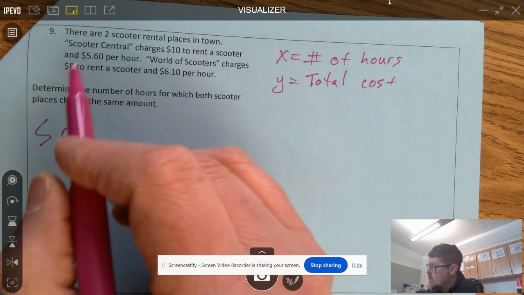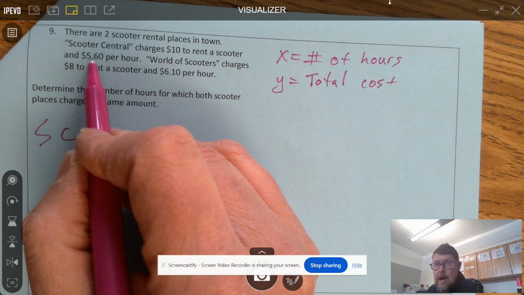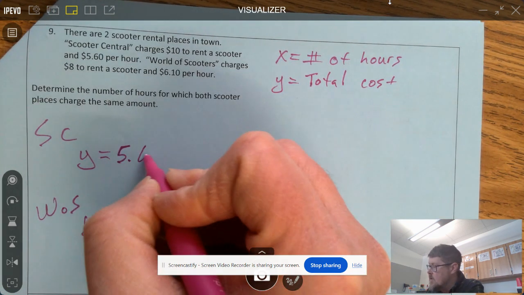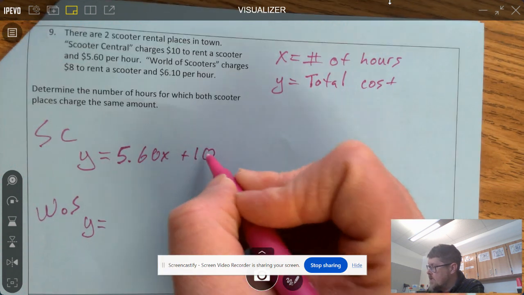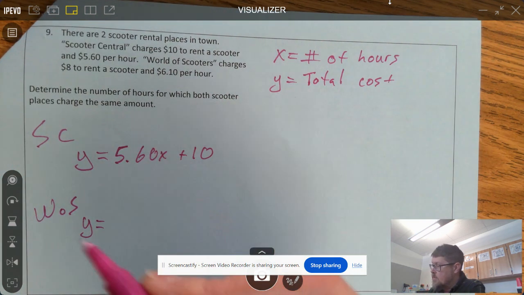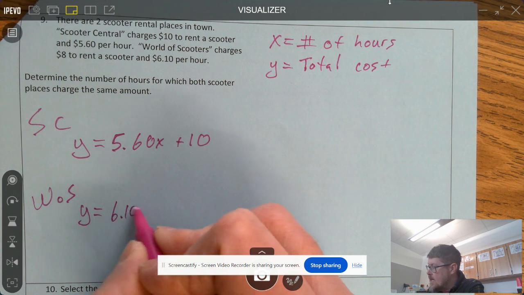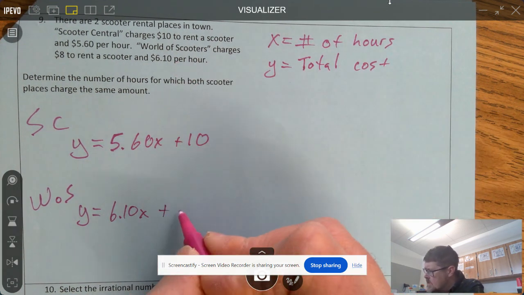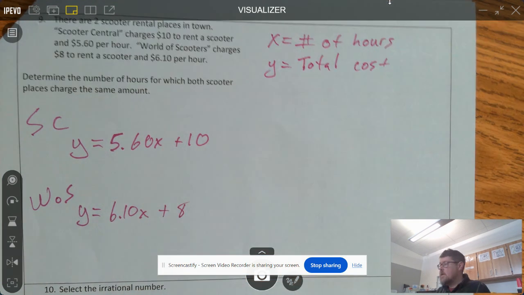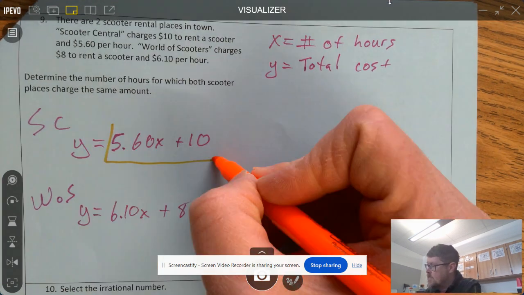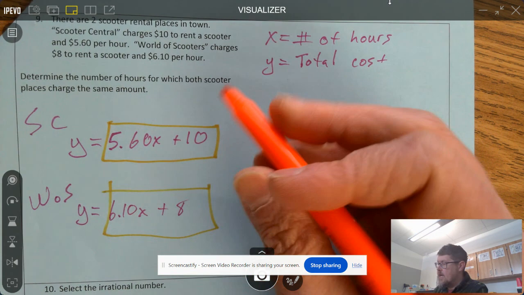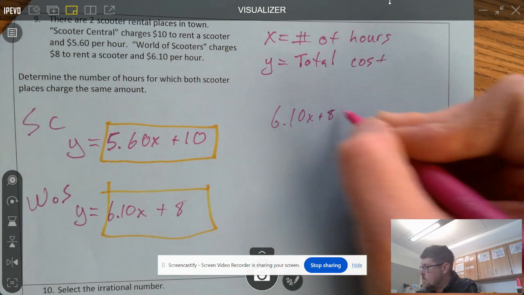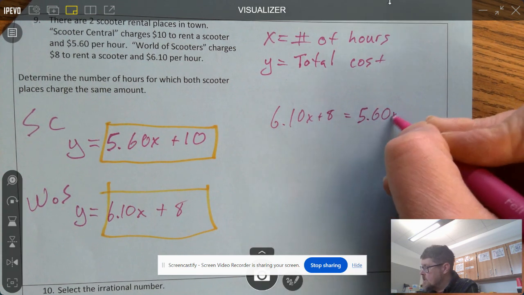Now, Scooter Central has $5.60 per hour, and that per hour matches to the X because it's got hours in it. So that's 5.60 X plus 10, because that's your initial value or your y-intercept. And then we follow a similar pattern right there. So it's going to be 6.10 X for World of Scooters, because again, 6.10 is how much they charge per hour. And then it's going to be 8. Okay. And so the idea here is that you take this part of the equation and set it equal to that part of the equation. Okay. So I got 6.10 X plus 8 equals 5.60 X plus 10.